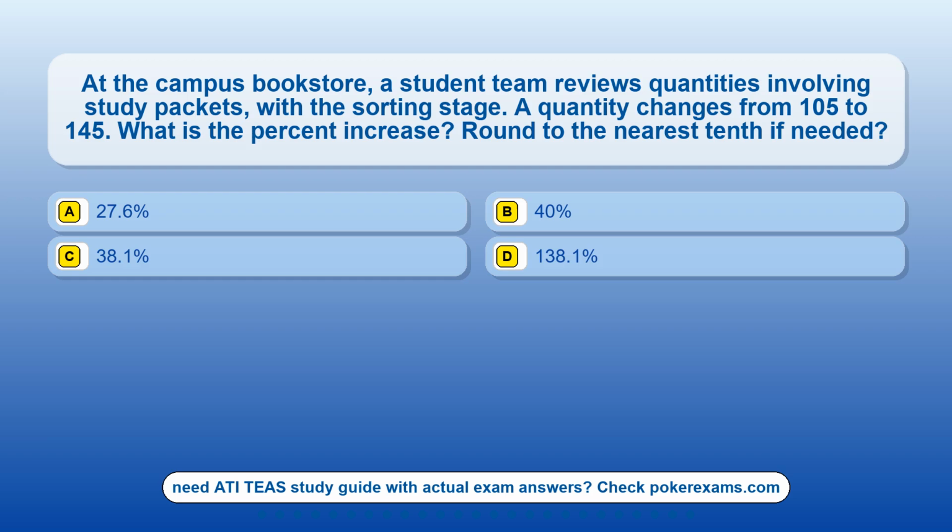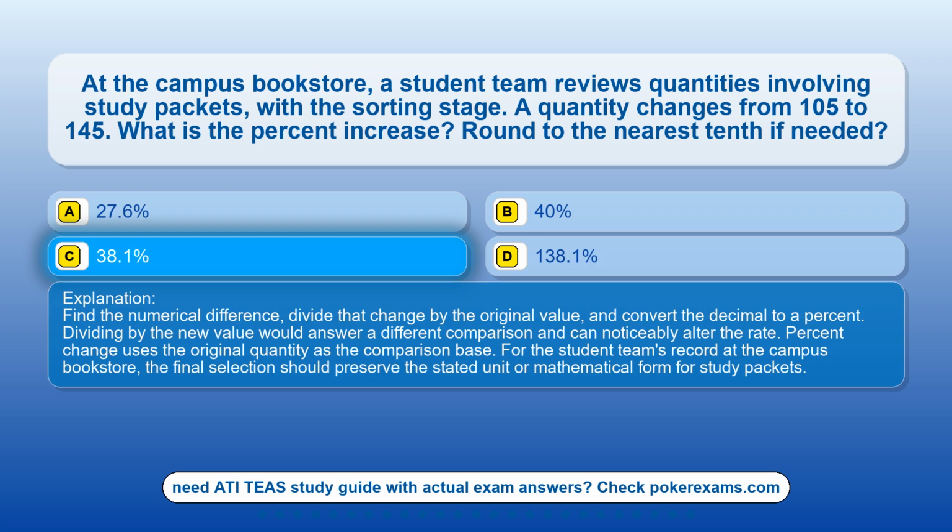Question 2. At the campus bookstore, a student team reviews quantities involving study packets, with the sorting stage. A quantity changes from 105 to 145. What is the percent increase? Round to the nearest tenth if needed. Option A, 27.6%. Option B, 40%. Option C, 38.1%. Option D, 138.1%. The correct answer is option C, 38.1%.